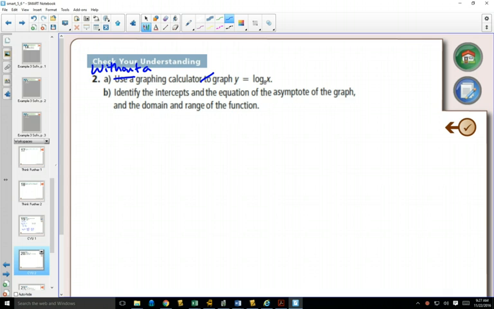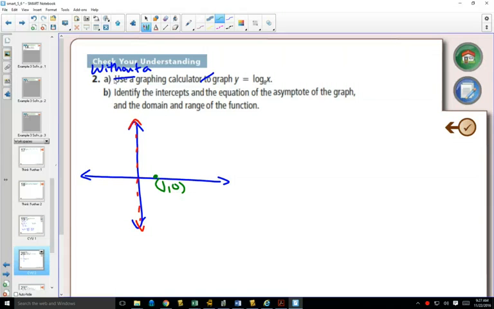This is a parent graph for a log graph. All of our parent graphs for log graphs have some common characteristics. What's one common characteristic of a log graph? They curve. What point do they go through? 1 and 0. They go through (1, 0). What's another common thing for all log graphs? x equals 0 as an asymptote.